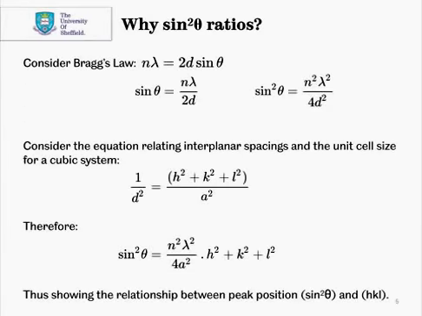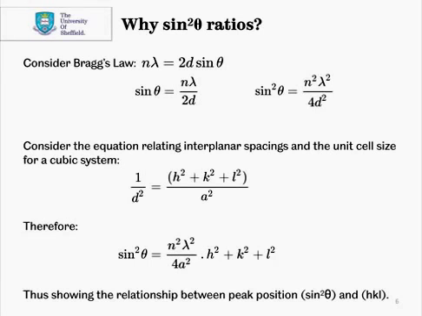So we need to combine two equations. First of all, let's consider Bragg's law: n lambda equals 2d sine theta. We can rearrange this to give us sine theta equals n lambda over 2d, and then square all of that to give us sine squared theta equals n squared lambda squared over 4d squared.